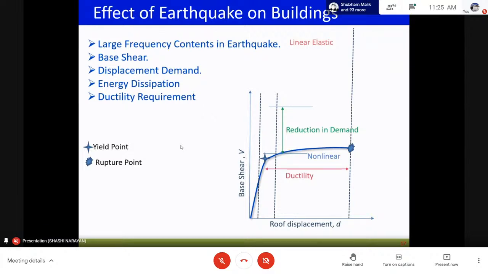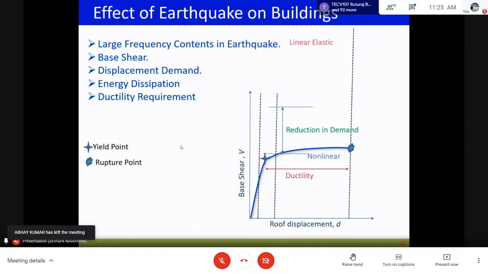We cannot predict the earthquake. There is always a chance that there will be an earthquake more severe than the previous earthquake, and then that structure will fail. But we want our structure to sustain in those types of earthquakes. That is for buildings right now.